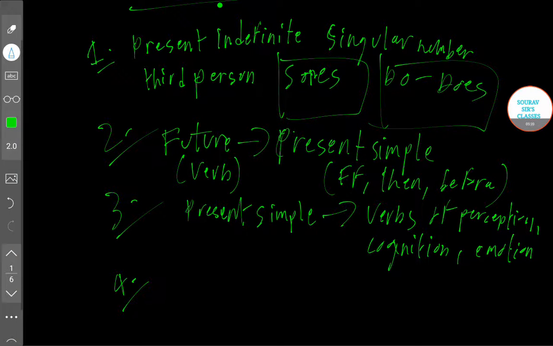Okay. Rule number 4. One must not use adverbs of past time like yesterday, last year, last month with present perfect tense. So adverbs of past do not really go with present perfect tense. For example, he has completed his book yesterday. This sounds incorrect because it is incorrect. He completed his book yesterday will be the correct thing.